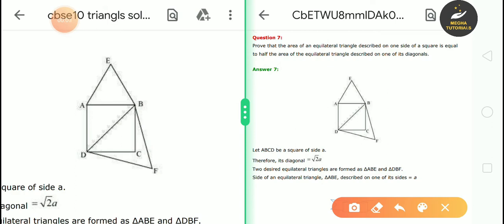Question 7. Prove that the area of an equilateral triangle described on one side of a square is equal to half of the area of the equilateral triangle described on one of its diagonals. So first understand the question, what is given. Area of an equilateral triangle described on one side of a square. So consider ABCD is square.